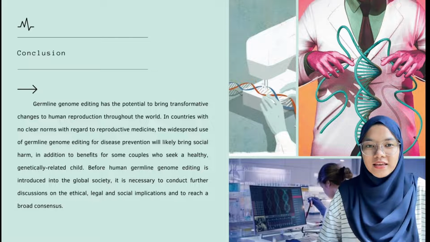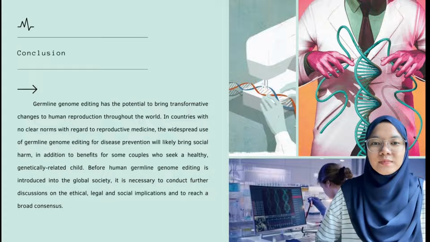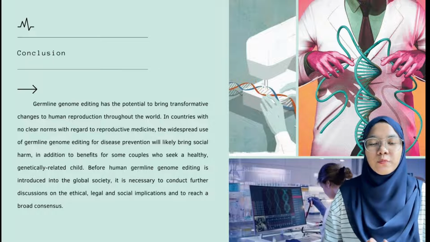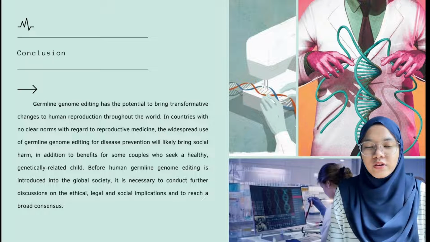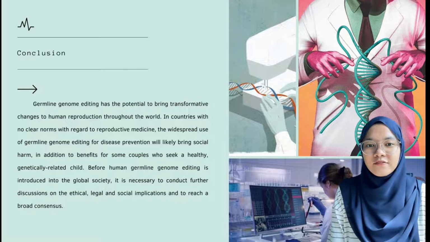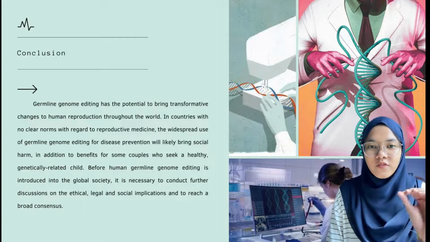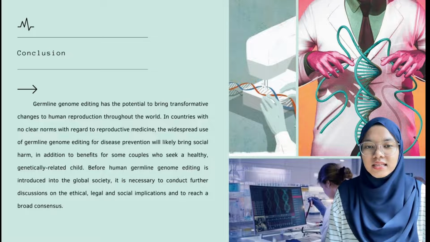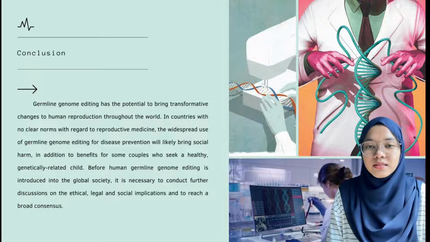The conclusion for this topic, which is ethics in changing children's genome, is that germline genome editing has big potential to bring transformative changes to human reproduction throughout the world. In countries with no clear norms with regard to reproductive medicine, the widespread use of germline genome editing for disease prevention will likely bring some social harm. In addition, it will bring some advantages for couples who seek a healthy, genetically related child.